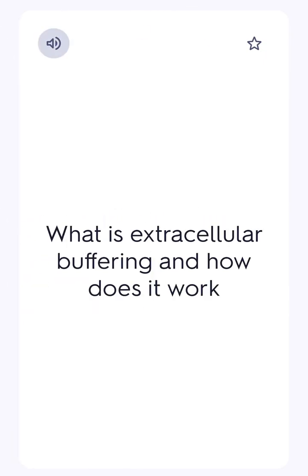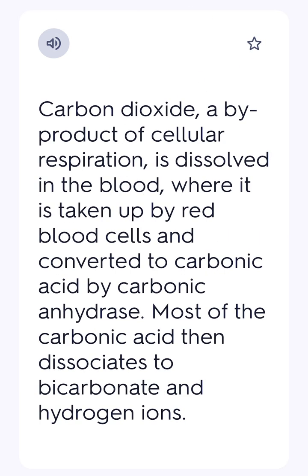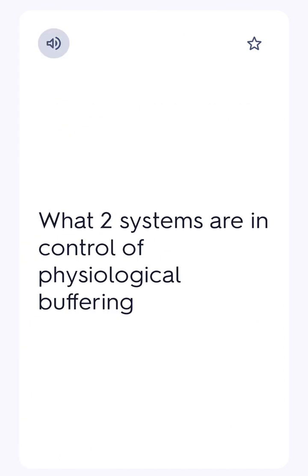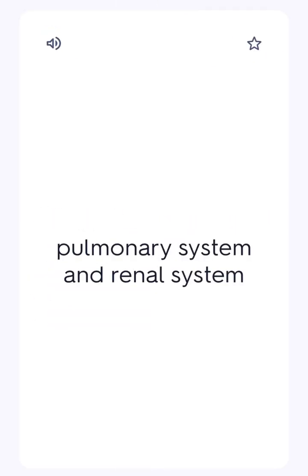What is extracellular buffering and how does it work? Carbon dioxide, a byproduct of cellular respiration, is dissolved in the blood, where it is taken up by red blood cells and converted to carbonic acid by carbonic anhydrase. Most of the carbonic acid then dissociates to bicarbonate and hydrogen ions. What two systems are in control of physiological buffering? Pulmonary system and renal system.